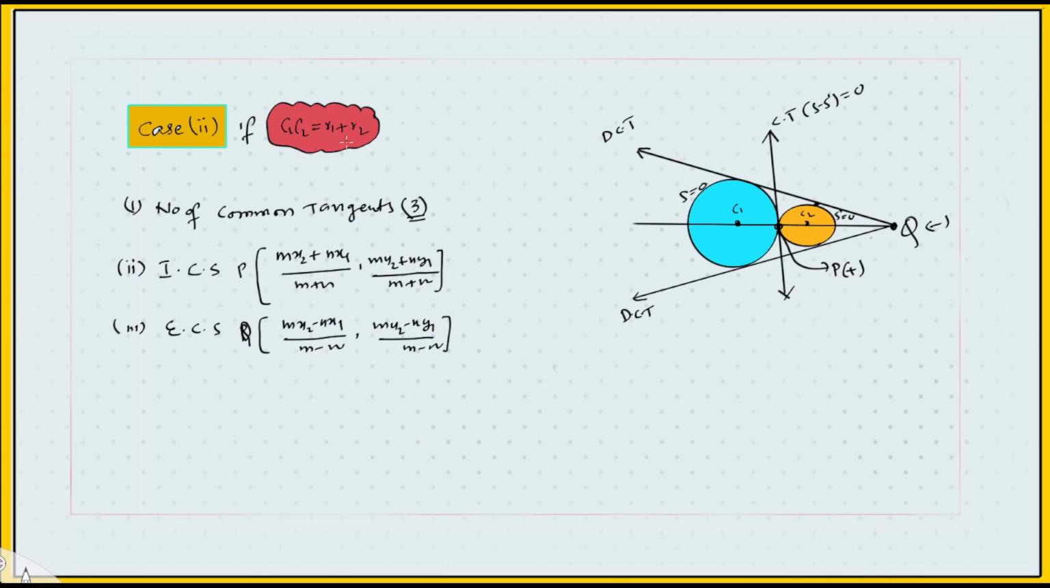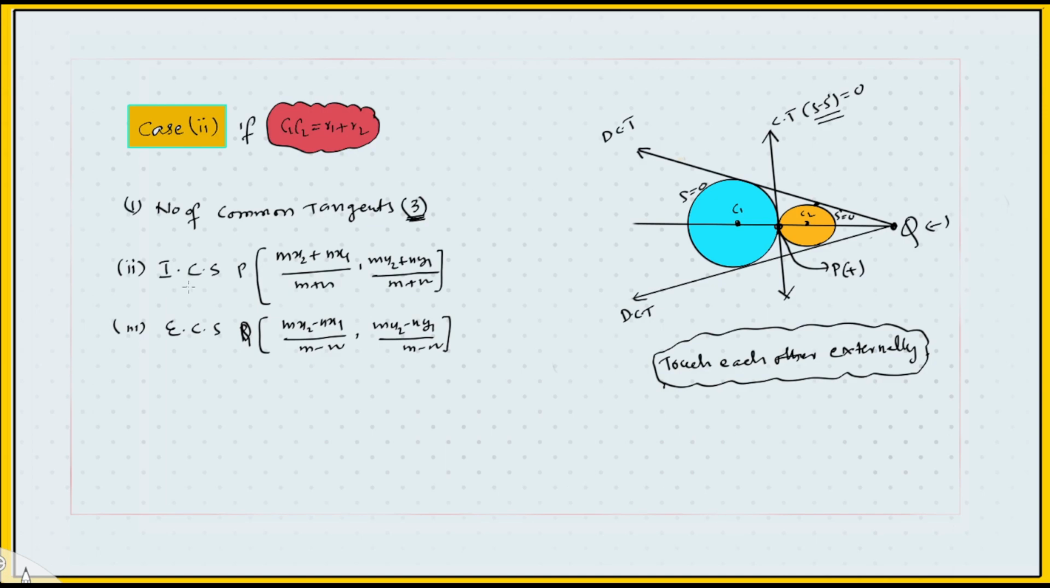If C1C2, the distance between the centers, equals R1 plus R2, the given circles touch each other externally. And how many tangents can we draw? We can draw 3 common tangents. One from the internal center, generally called the common tangent. The formula is S minus S dash equals 0. And the remaining 2 from the external center Q.